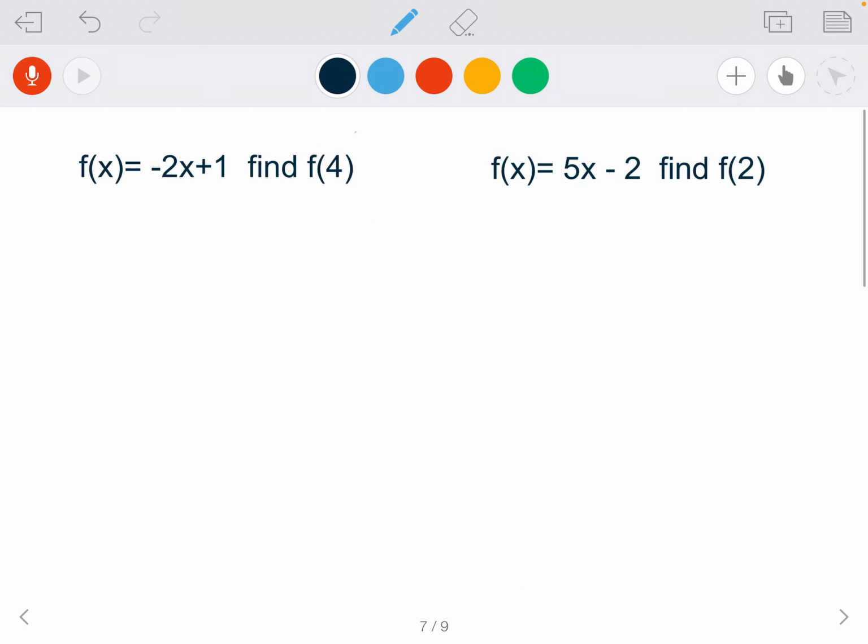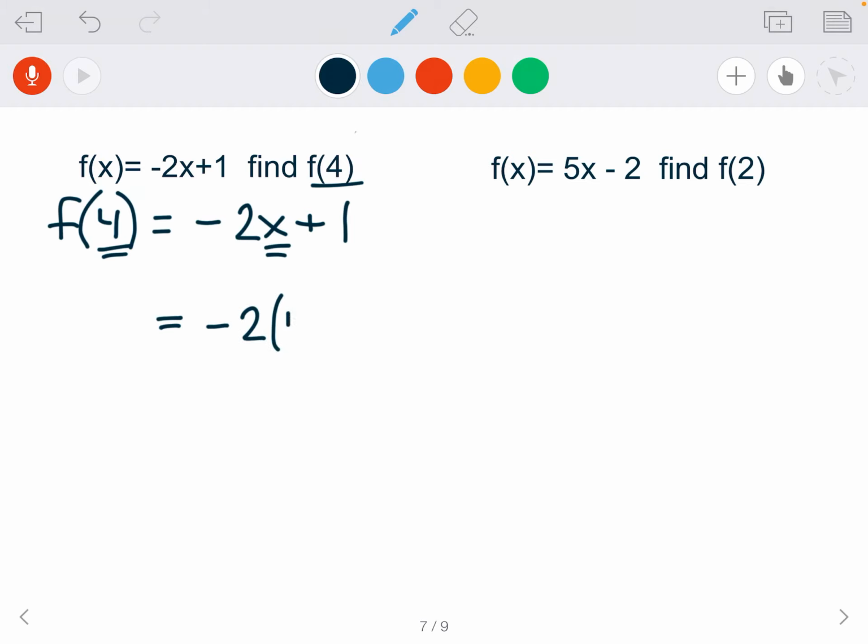Let me show you some more examples. The first one says f of x equals negative 2x plus 1. Find f of 4. So we're going to rewrite, but instead of f of x, we're going to put f of 4, which is what they gave us, and we're going to copy the rest of the problem carefully. Then I'm going to take this 4 and put it where x is. Keep the negative 2, substitute inside parentheses, copy the rest.